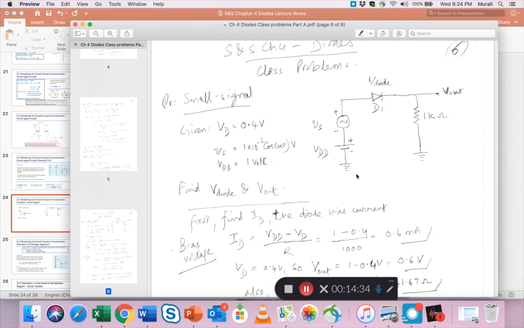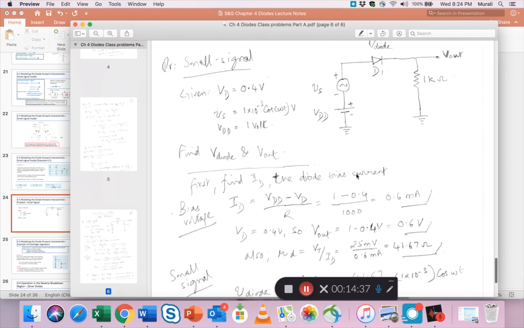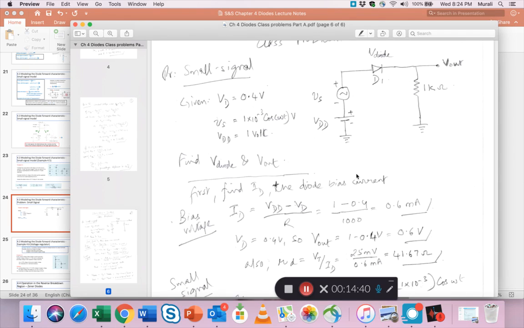It's on the top of page 6 of my PDF, and it's called problem small signal. So given VD equals 0.4 volts, which is the diode DC bias voltage, the small signal Vs is given as 1 millivolt, and the biasing voltage VDD is 1 volt. So find V diode and V out. First find ID, the diode bias current. Exactly what we did previously. In this case it came out to be 0.6 milliamps. So it's fine, it's still in the linear region.